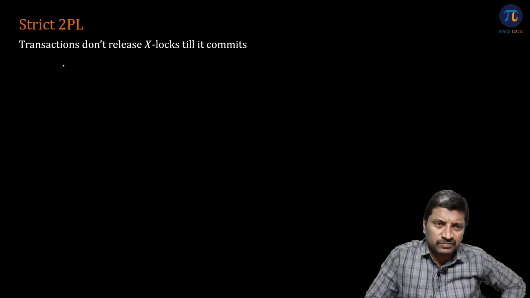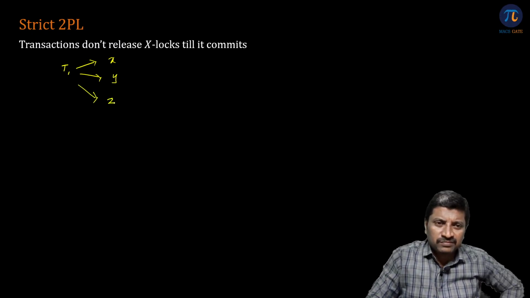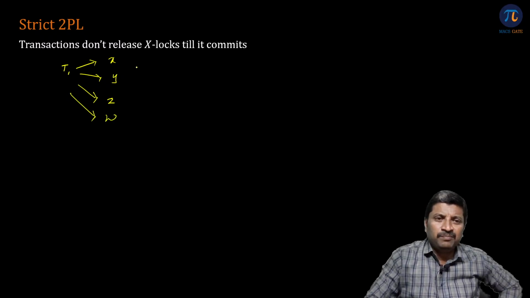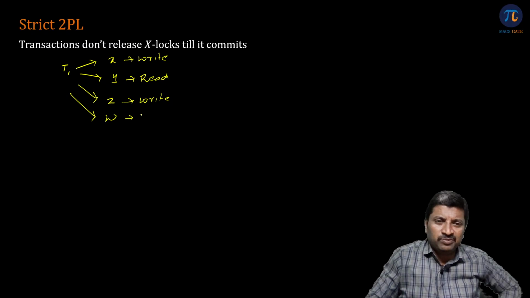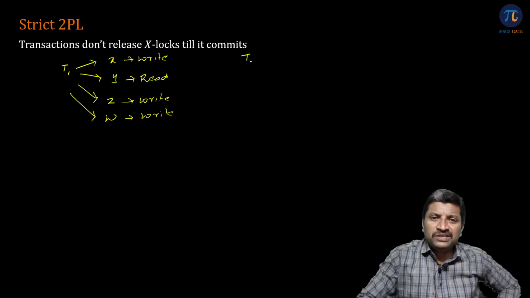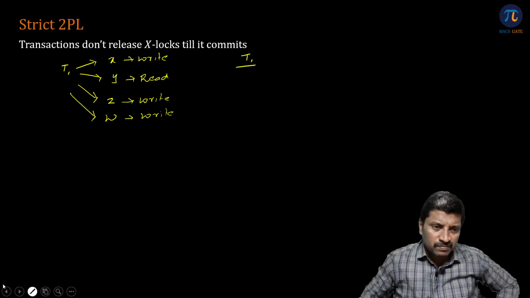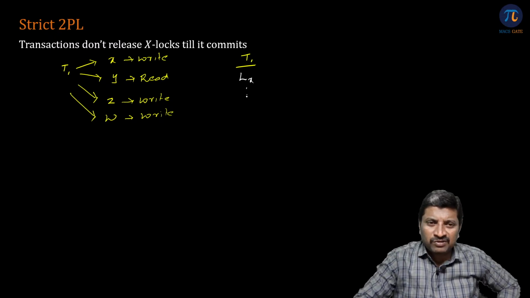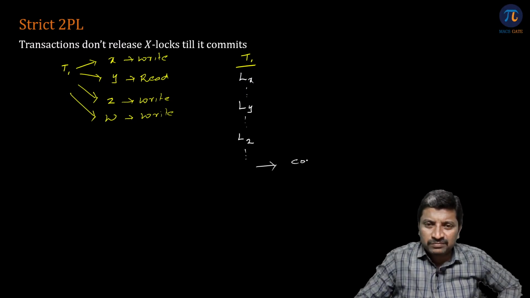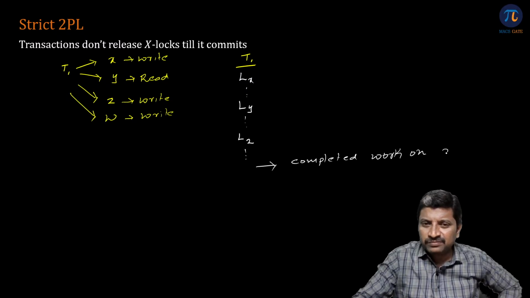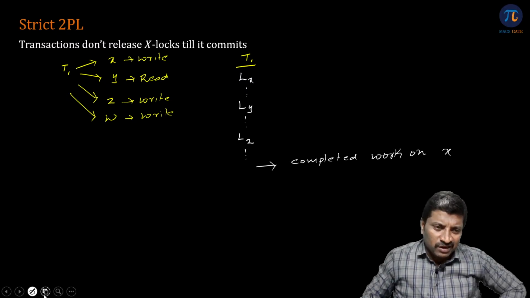That means suppose a transaction wants to work on X, Y and Z. On X it wants to write, on Y it wants to read, and let us assume the remaining operations are write operations. Then this transaction will request locks: lock X and work on it, lock Y and work on it, lock Z and work on it. Suppose you completed your work on X. Let us assume I got the lock on Z also. Let me have it.